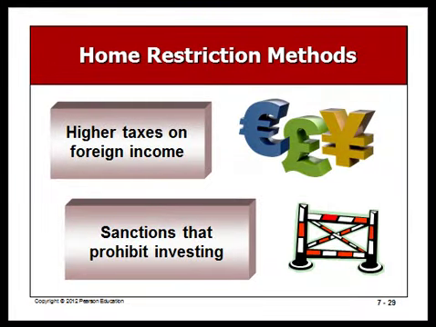Home restriction methods. To restrict FDI outflows, home countries can impose differential tax rates that charge income from earnings abroad at a higher rate than domestic earnings. They can also impose sanctions that prohibit domestic firms from making investments in certain nations.